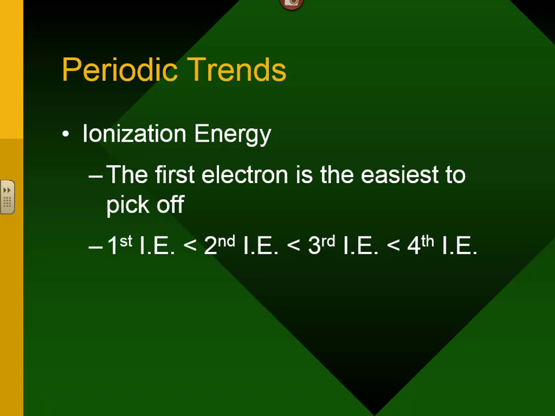And that's what this little math statement here says. The first ionization energy is less than the second, which is less than the third, which is less than the fourth. The first electron is the easiest to remove. After that, it takes more and more energy every time.